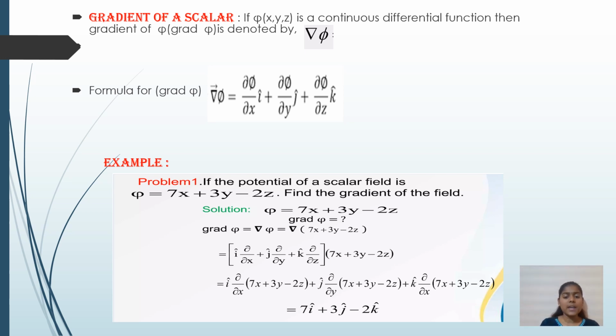Solution. Phi is equal to 7x plus 3y minus 2z, where we have to find grad phi. Grad phi is equal to ∂/∂x i cap plus ∂/∂y j cap plus ∂/∂z k cap operating on 7x plus 3y minus 2z. First, we have to differentiate the whole phi term with respect to x, y and z. Then grad phi is equal to 7i cap plus 3j cap minus 2k cap, which is the solution of this problem.